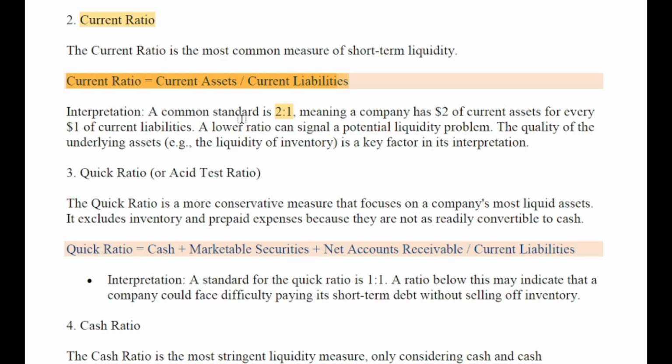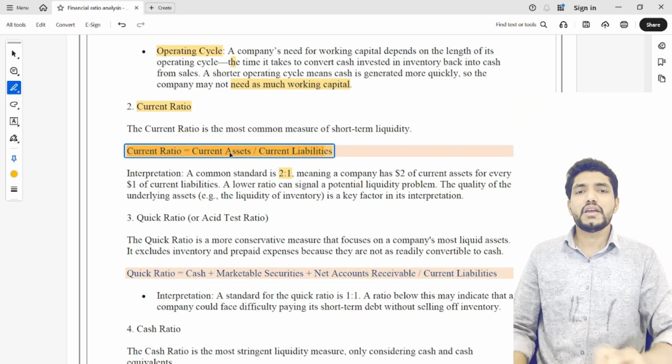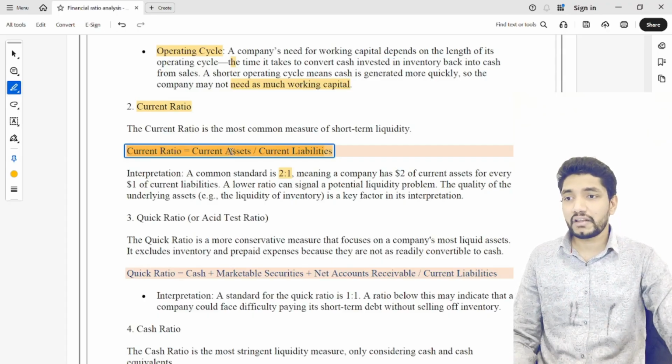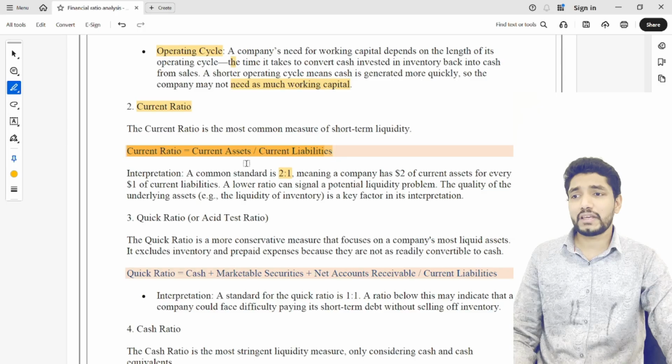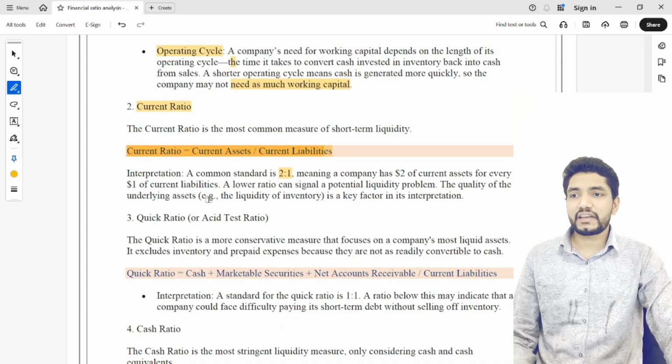So as a norm, 2:1 is considered a standard benchmark for the current ratio, but it is not ideal or standard for all industries. It can vary from industry to industry and company to company. A lower current ratio generally indicates a liquidity problem, which means the company doesn't have sufficient current assets to manage its current liabilities. The other thing is the quality of the underlying asset.